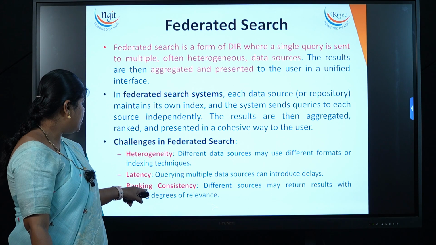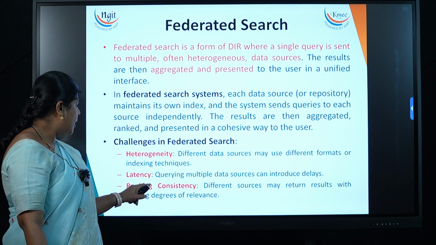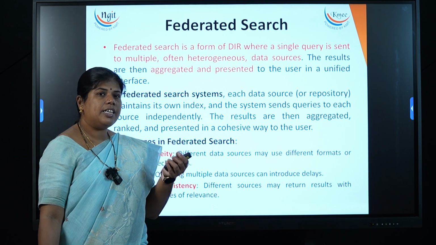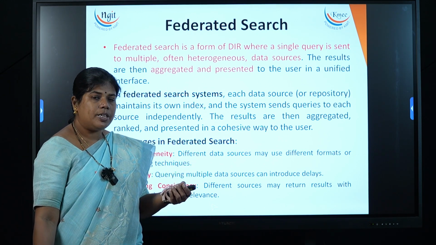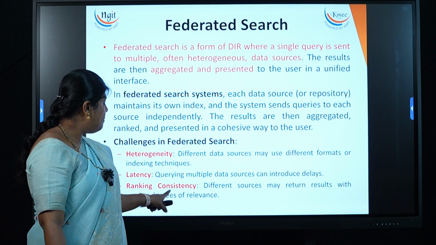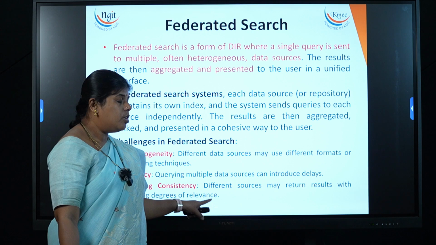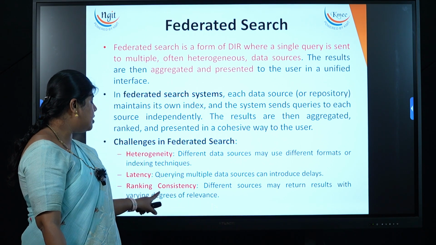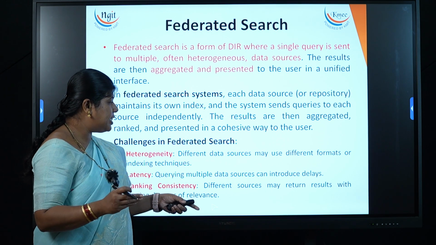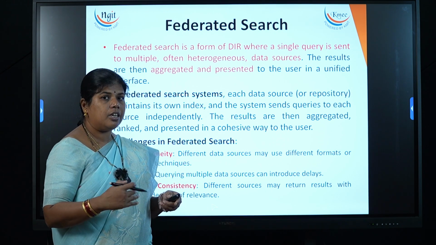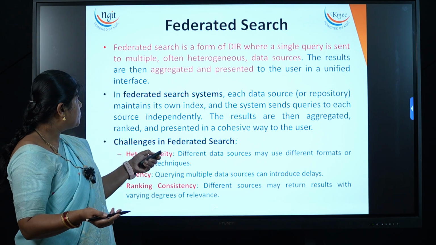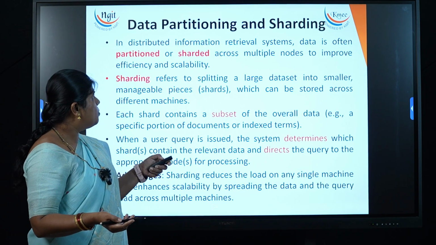Now the next one is ranking consistency. Ranking means, how relevant is your data? How useful is it to the user? Based on that, I am deciding the relevance, and this relevance takes me to the ranking. So ranking consistency may not be maintained because there is a variety of data.